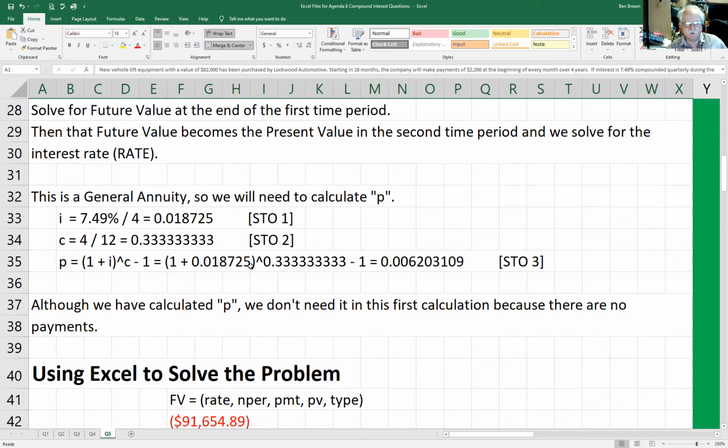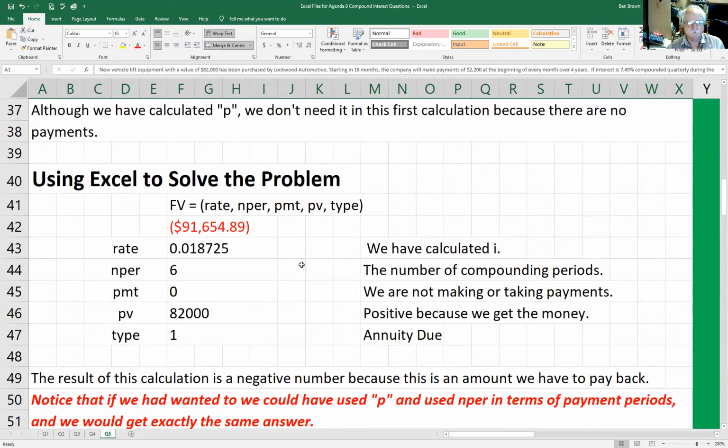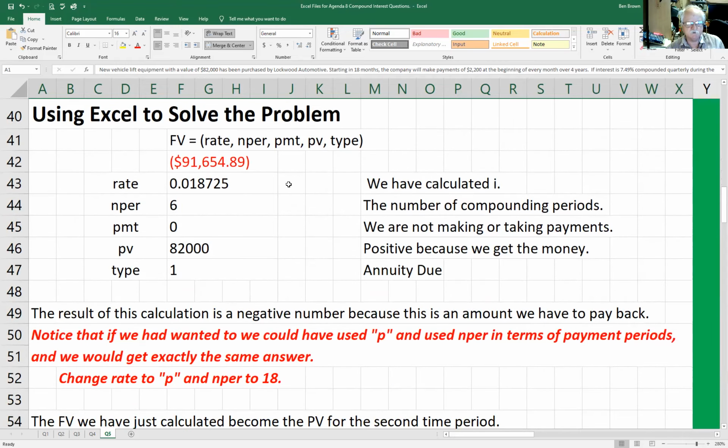Now I calculate P anyway, although in the other one, it turned out we didn't need to calculate P. We found P and had to understand it. And it may be the same here. So same situation. When we're dealing with just the future value, it's not an annuity, so I used I. But we could have used P if we'd changed the number of periods to 18, and you'd get exactly the same answer.